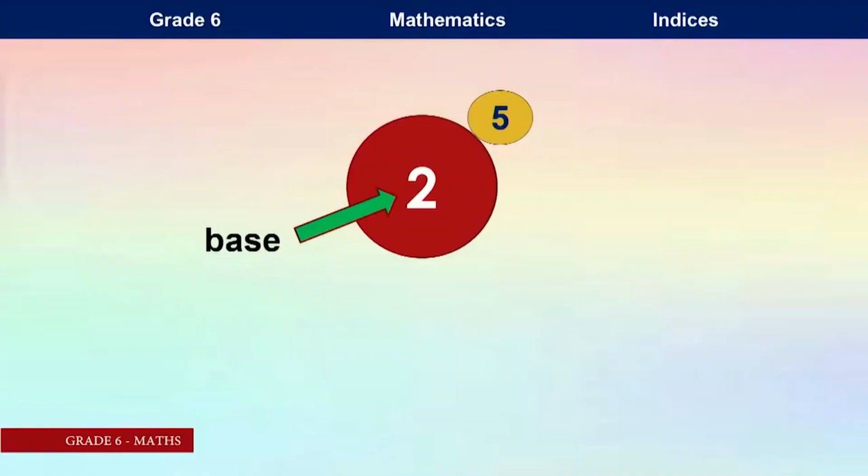Then there's a special name for these numbers, these places. The largest one is named the base. What is the name? That is the base. Then the smallest one, at the top right side of the 2, is named the index. In this example, that is 5. In this example, the base is 2 and the index is 5.